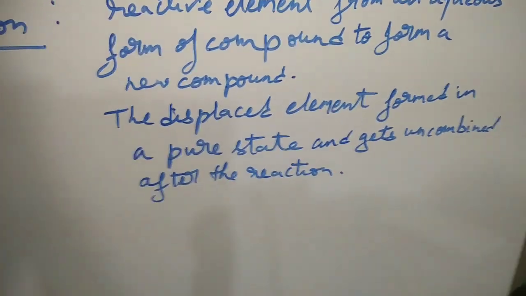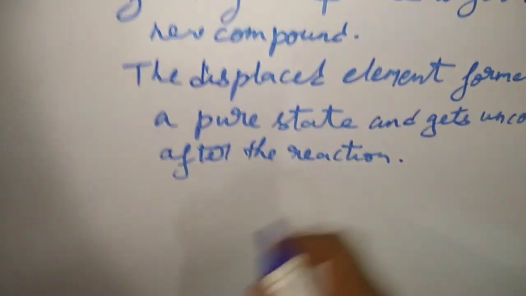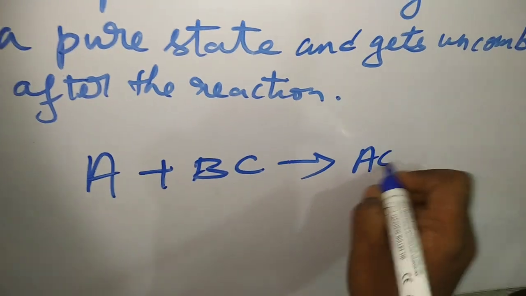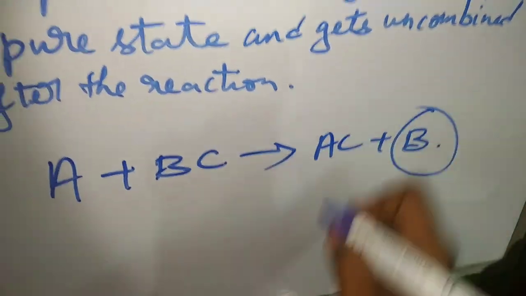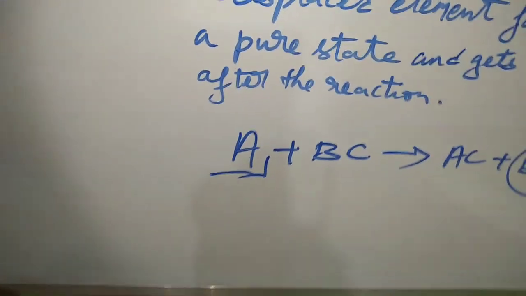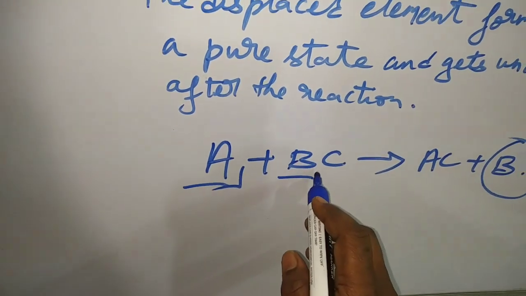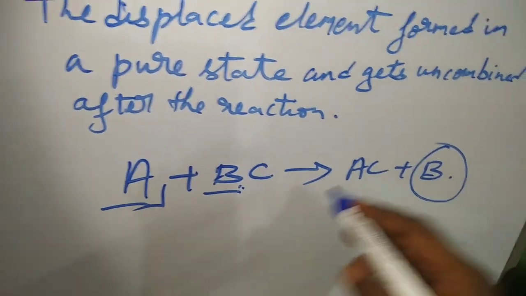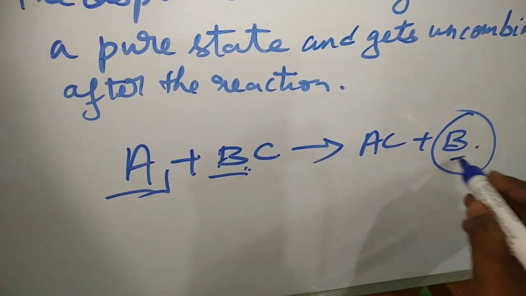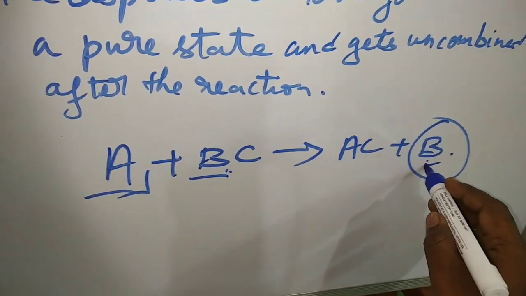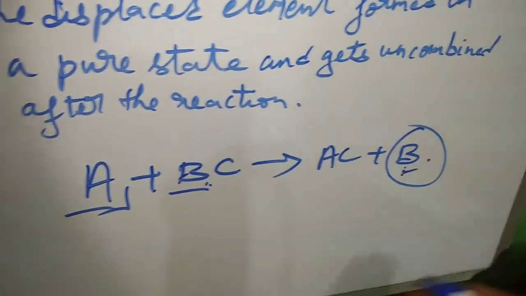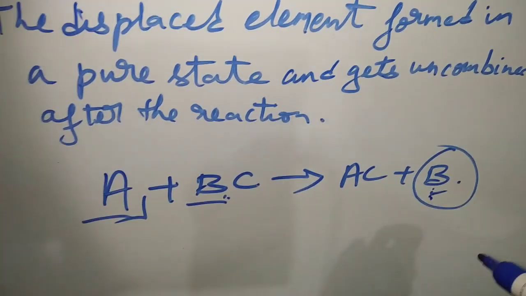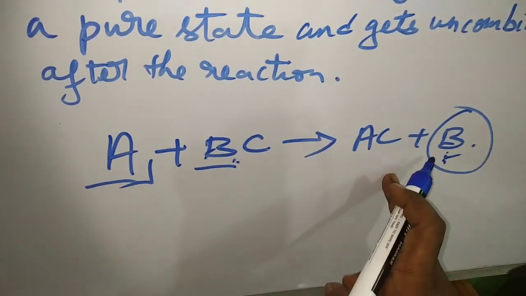Let's see the general equation for this single displacement reaction. It is A plus BC forming AC plus B. See, this A is a highly reactive element and B is a less reactive element. Since B is less reactive, that's why A displaces B to form AC, and B, as I told you, will be in a pure state. How will you understand? Because it is uncombined. See, B is alone in this reaction after yielding the product AC.